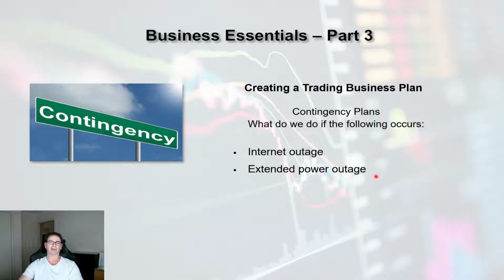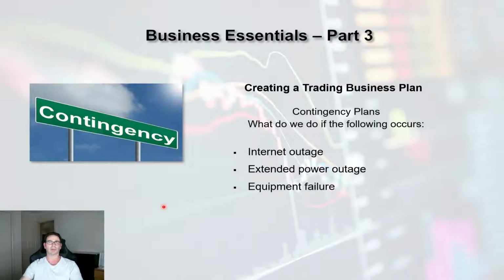What if we have an extended power outage? What do we do there? What's our contingency plan? One of those should be that you have the broker's phone number handy, that you can quickly ring and exit your positions. Or with an extended power outage, maybe you're able to close down your positions on your phone.